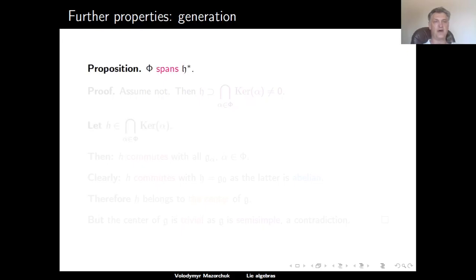Finally, we establish also the generating property for our roots. Claim: the set phi spans the dual of the Cartan subalgebra as a vector space. Proof: assume that this is not the case. We can then take the intersection of the kernels of all roots, and this is a subspace of the Cartan subalgebra, and if phi doesn't span the dual of H, this intersection must be non-zero. So we can take a non-zero element H in this intersection.